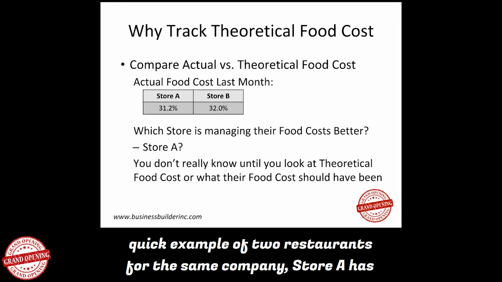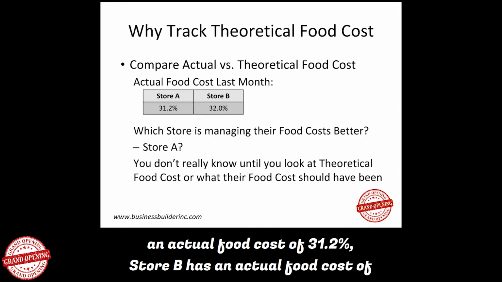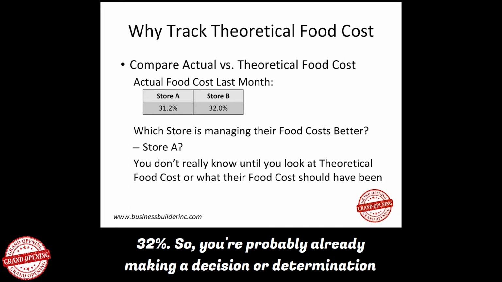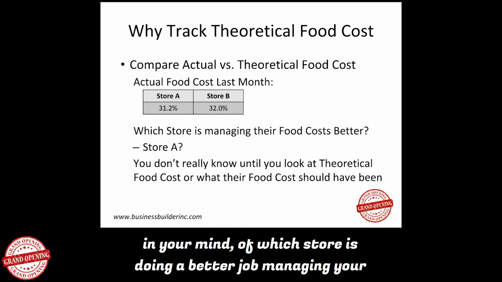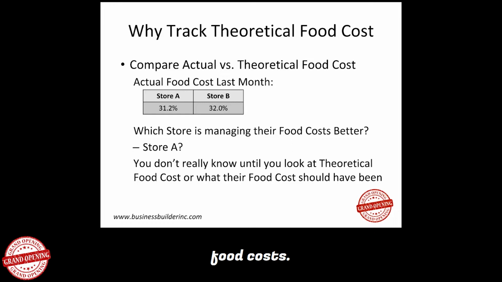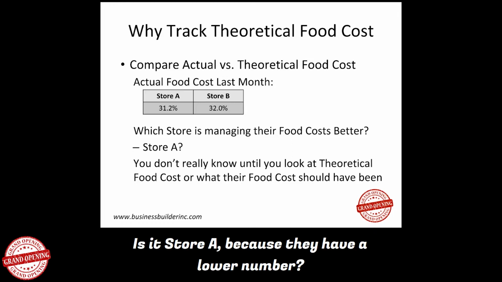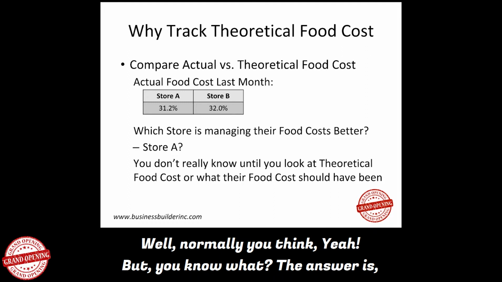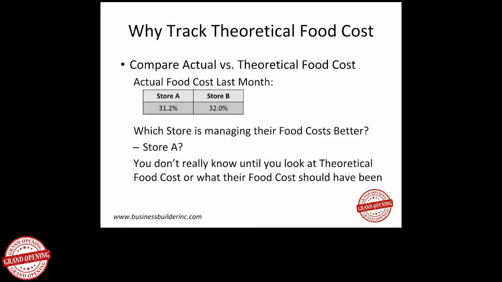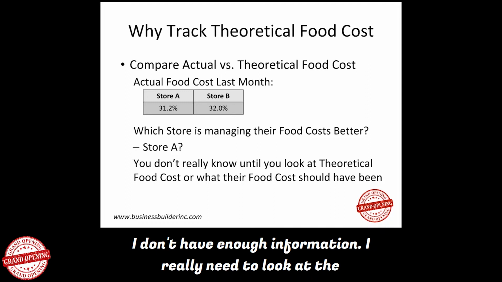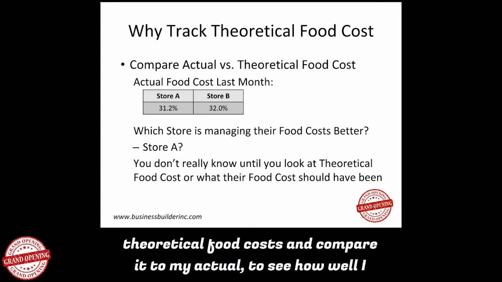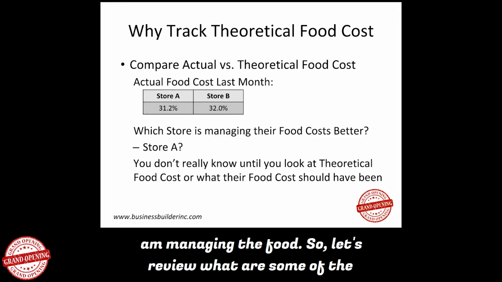Let's take a quick example of 2 restaurants for the same company. Store A has an actual food cost of 31.2%. Store B has an actual food cost of 32%. So you're probably already making a determination in your mind of which store is doing a better job managing your food costs. Is it store A because they have a lower number? Well, normally you'd think, yeah, but you know what? The answer is I don't know yet. I don't have enough information. I really need to look at the theoretical food costs and compare it to my actual to see how well I am managing the food.